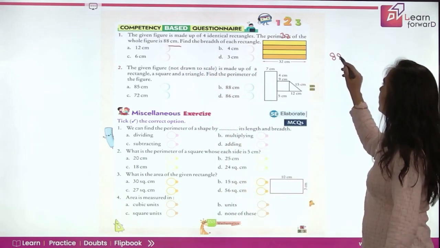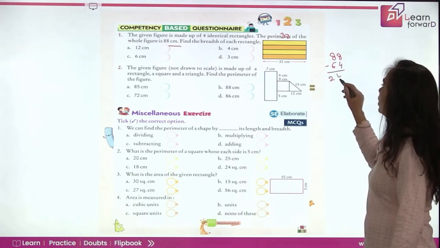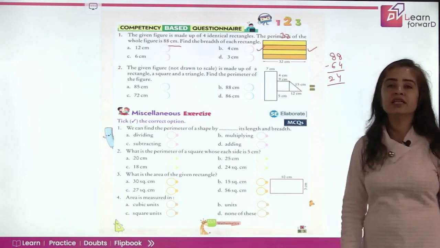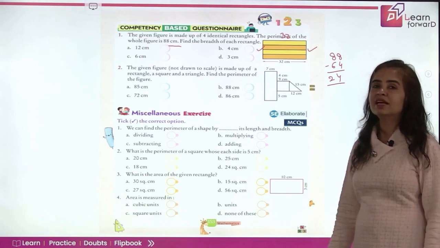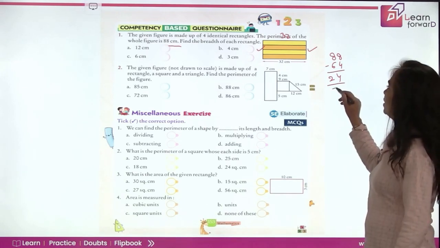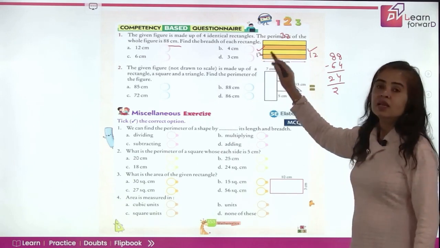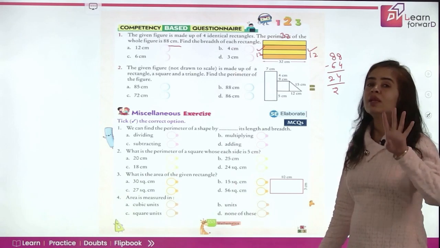Out of the total perimeter, if you subtract 64, what do you get? You get 24. Now see children, 24 is the sum of these two sides which are equal. So what is the length of one side? 24 divided by 2. What do you get? 12. 12, right? Now this side 12 is divided into 4 equal rectangles.